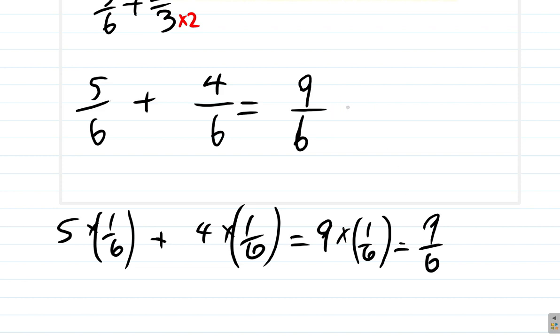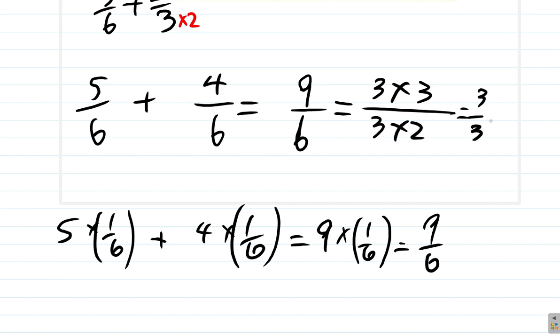But 9/6, you can further explain that. 9 is 3 multiplied by 3, and 6 is 3 multiplied by 2. So this now is 3/3 times 3 out of 2, but 3/3 is equal to 1. 3 over 2 is the answer, which you can write as 1 1/2 as a mixed fraction. Alright? So, we have that part there.